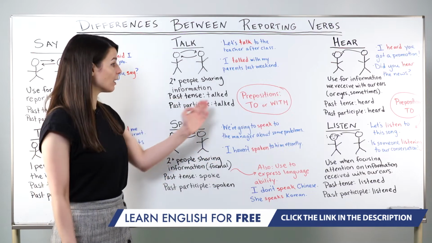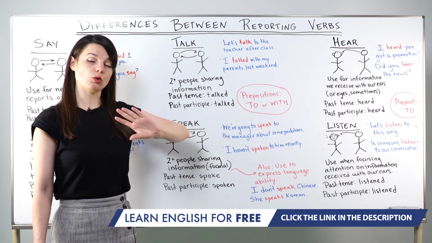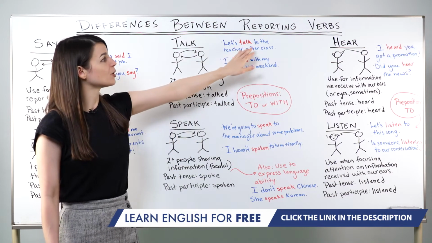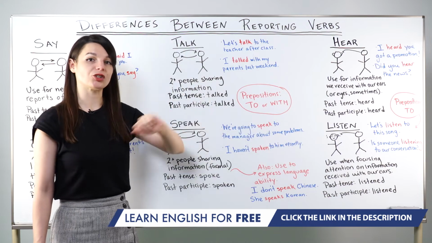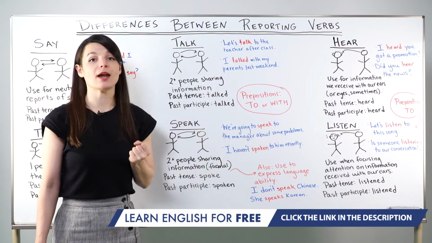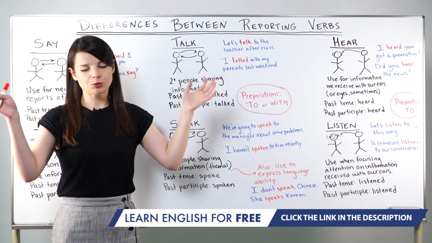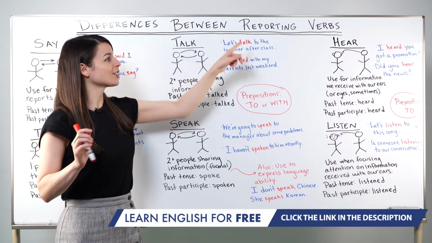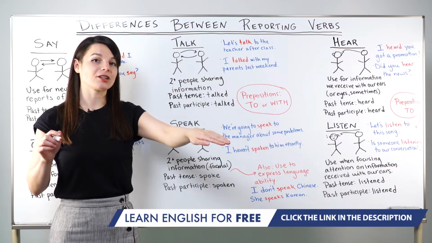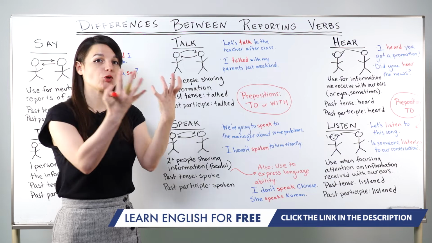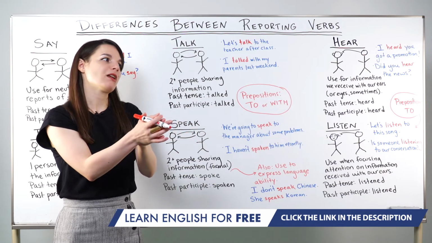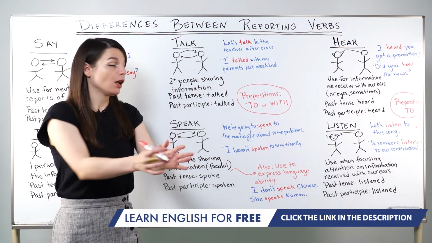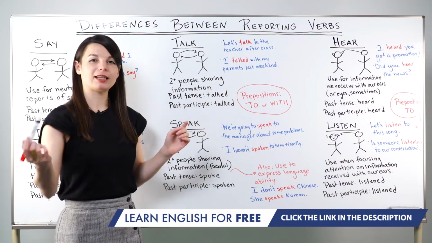Final point about this pair, we can use prepositions to or with. Either preposition is okay. I used to here. Let's talk to the teacher after class, or I talked with my parents last weekend. The difference between them is extremely small. The difference is like, let's talk to the teacher after class. It's like we have something we want to share with the teacher, and maybe it feels more like we're going to give most of the information. When you use with, it's a little more feeling like together.